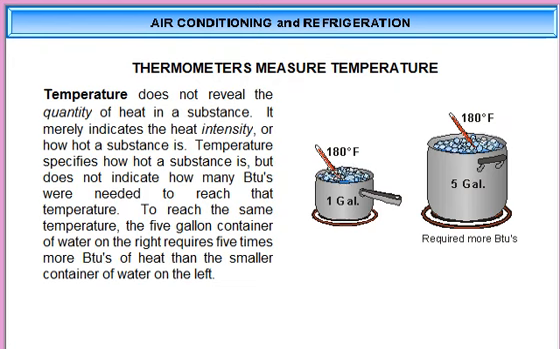Temperature does not reveal the quantity of heat in a substance. It merely indicates the heat intensity, or how hot a substance is. Temperature specifies how hot a substance is, but does not indicate how many BTUs are needed to reach that temperature. To reach the same temperature, the 5-gallon container of water on the right requires 5 times more BTUs of heat than the smaller container of water on the left.